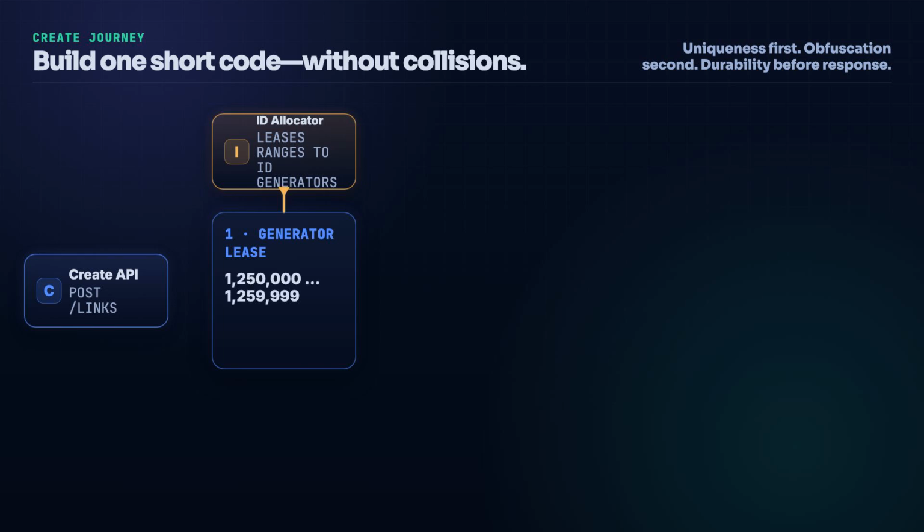For example, one generator in region A receives the range from 1,250,000 to 1,259,999. No other generator receives those numbers. The allocator is involved only when that generator needs another range. It is not called for every new short link.